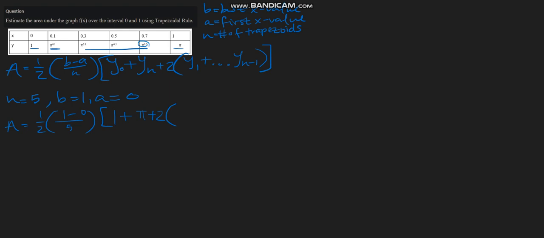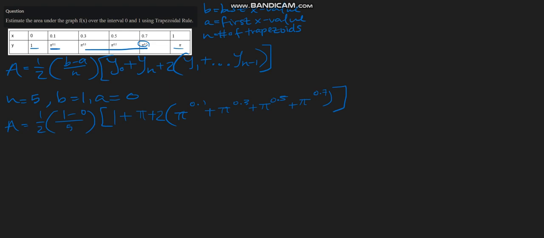So we can write this as pi to the power 0.1 plus pi to the power 0.3 plus pi to the power 0.5. Now for our last one, or oops, not 0. Last one is pi to the power 0.7. Close that. Now close the bracket. So now we have this long strip of equation, function, however you want to call it.